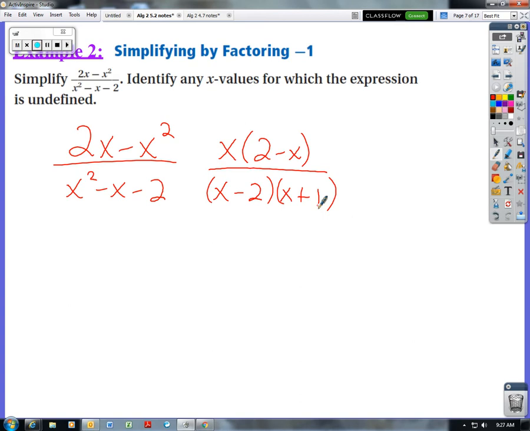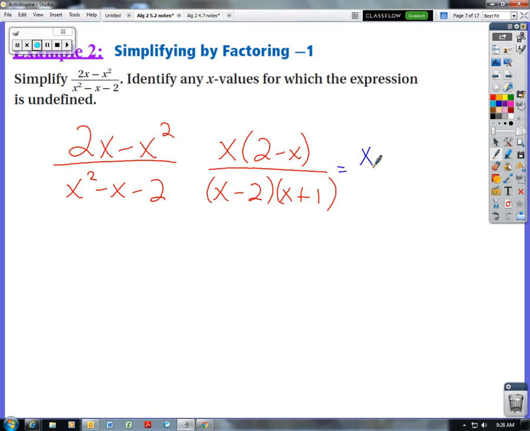Okay, I don't have any perfectly matching factors. I have x minus 2 and I have 2 minus x. How are those different? Well, they're opposites of each other, which kind of gives me a hint. If they're opposite, that means one of them times negative 1 will equal the other one. So what I'm going to do is I'm going to factor negative 1 out of this top factor here.